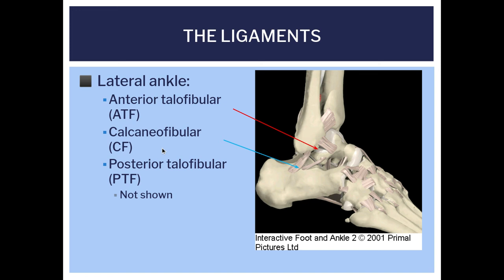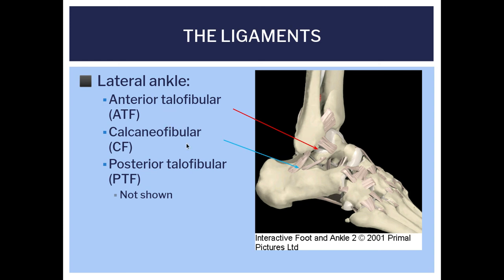Next one is your calcaneofibular ligament. This one sits directly below your fibula, and it connects the calcaneus and fibula. And then you have your posterior talofibular ligament. It's not shown in this image, but again, posterior means behind, and it's also connecting your talus and your fibula. So it's going to be more over here. You can't really see it because it's being blocked by this fibula, but just know that that is also a ligament that you can sprain.